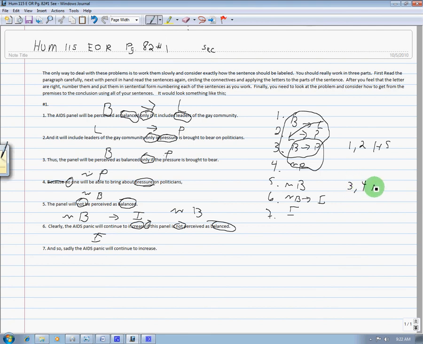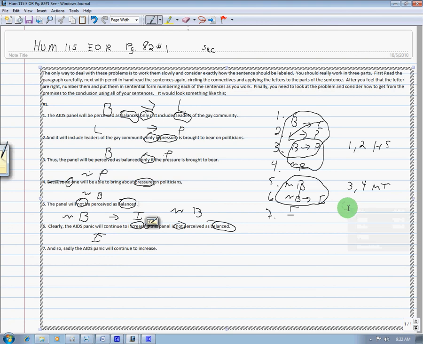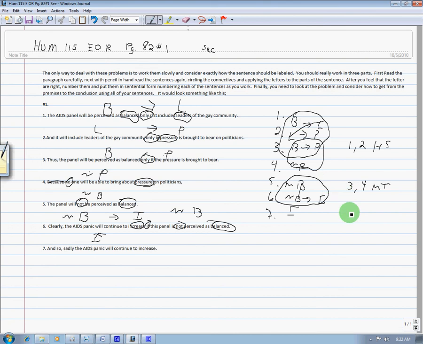And then finally I have if not B, then I, and I get I. Well, gosh, those two look like they're the same to me, so I would say I can get I from 5 and 6 by modus ponens.